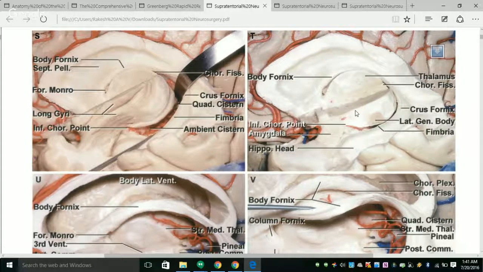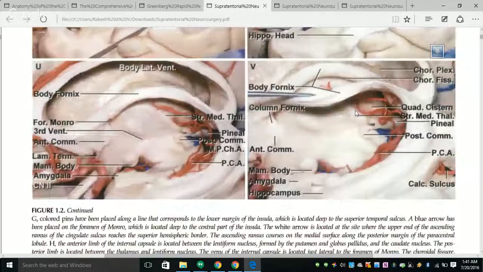In letter U, we have the thalamus, which has been removed in order to expose the third ventricle. The body, crus, and fimbria of the fornix, forming the outer margin of the choroidal fissure, have been preserved.